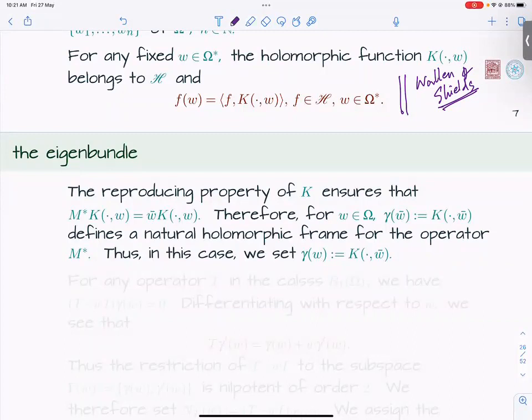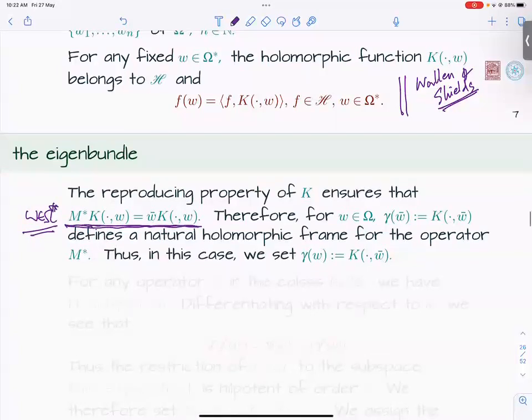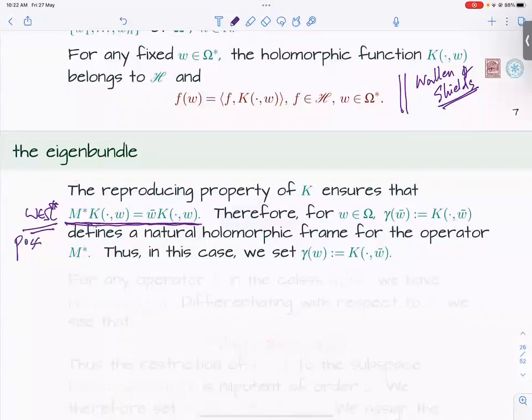So the reproducing property of K ensures that M star of K dot w is actually w bar K dot w. Now, this is the beautiful thing that you have to notice: once you have such a non-negative definite kernel, M star on K dot w becomes w bar K dot w, where w is from omega star, or rather, omega star is a domain. Which means that such operators, that is, adjoints of the multiplication operator on a reproducing kernel Hilbert space, possess what one might call an open set of eigenvalues. So this class that Cowen and Douglas started studying is not a small class. There are plenty of these operators that belong to the class.